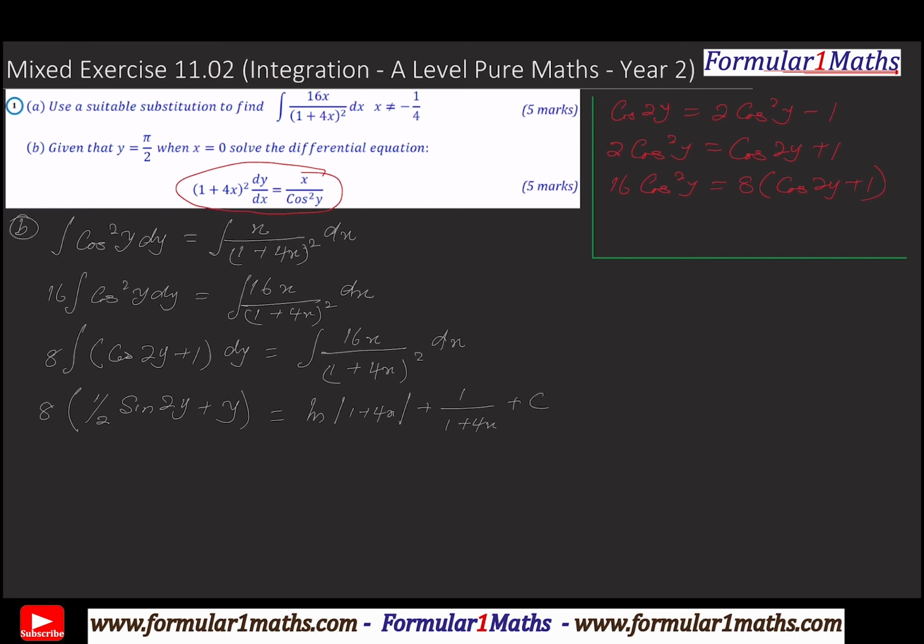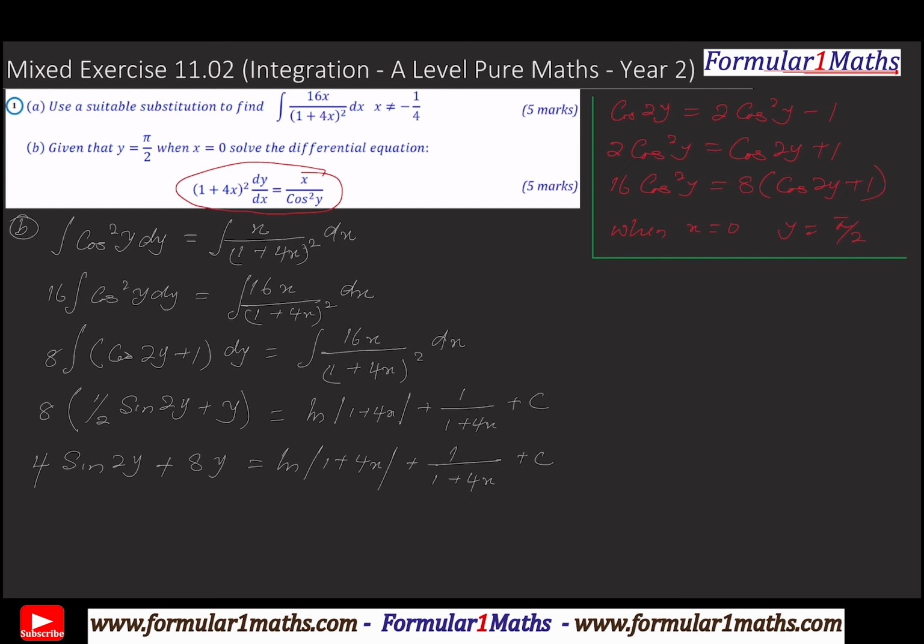If we simplify this, we are going to get 4 sine 2y plus 8y equals to ln 1 plus 4x plus 1 over 1 plus 4x plus c. But we know that when x equals to 0, y is equal to pi over 2. So we can do the substitution to get our constant, the value for c.